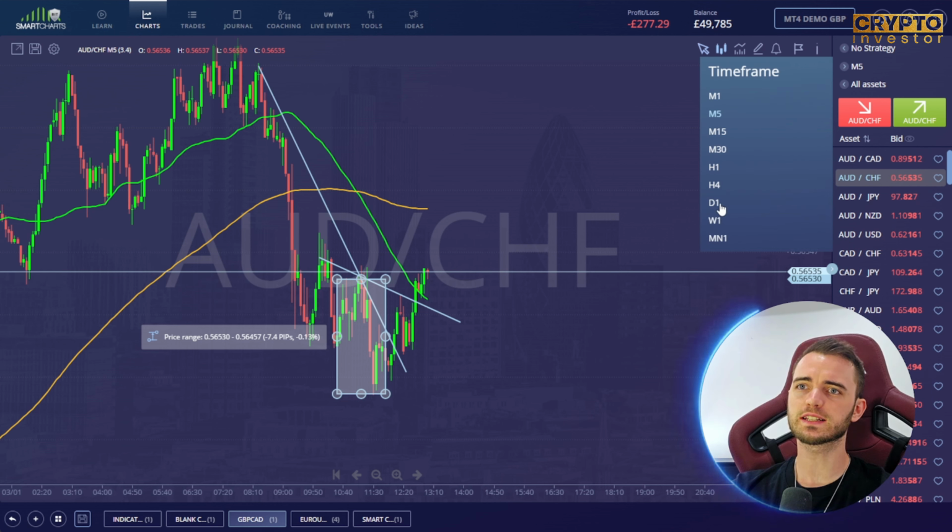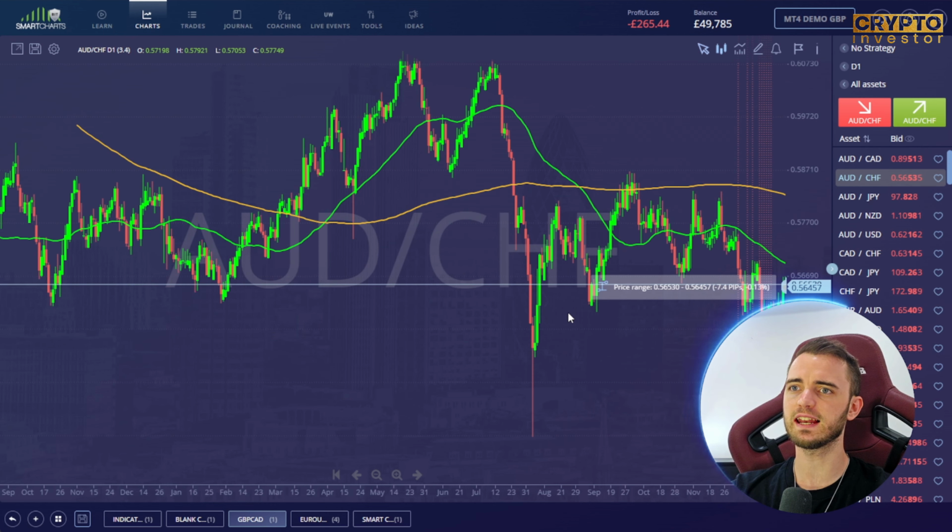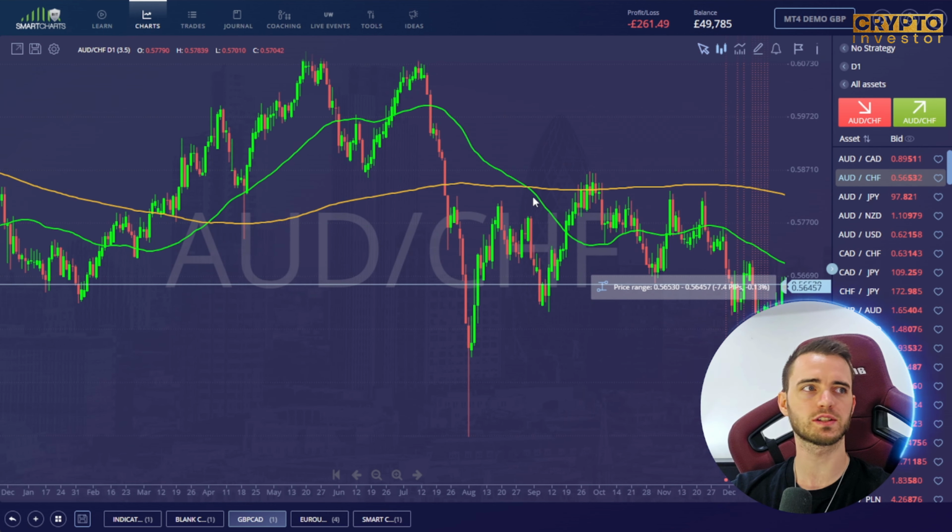Now, if we want to try this on a higher time frame, say like a daily, then it's exactly the same here. We can see a death cross right here on the daily, and these moving averages will adjust to the time frame that you're on. So as we've said before, the average of price over, if it's the 50, then it's going to be the last 50 candles. If it is the 200, then it's going to be the last 200 candles. And this is just going to be great for finding the macro direction on the daily.